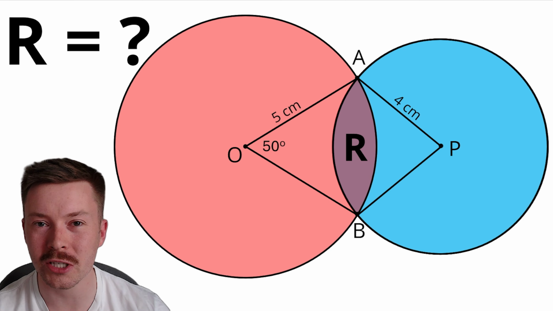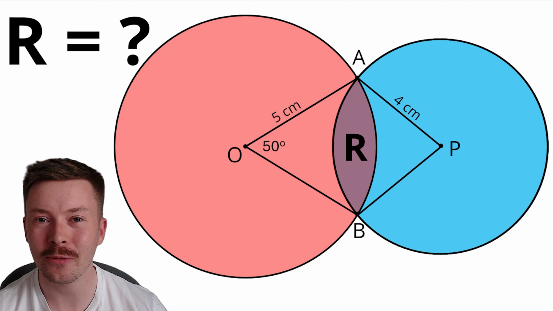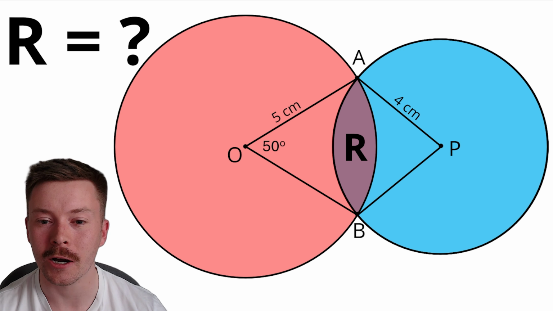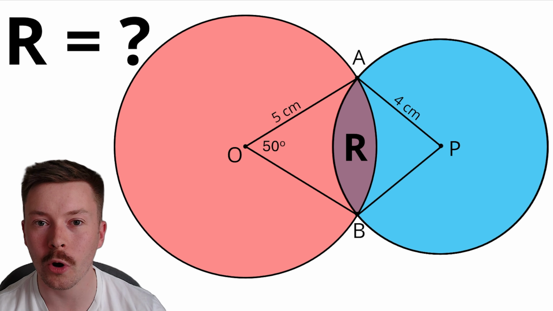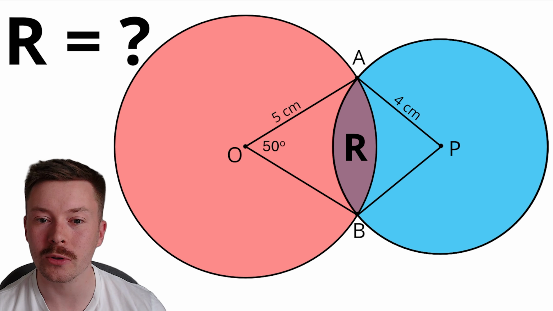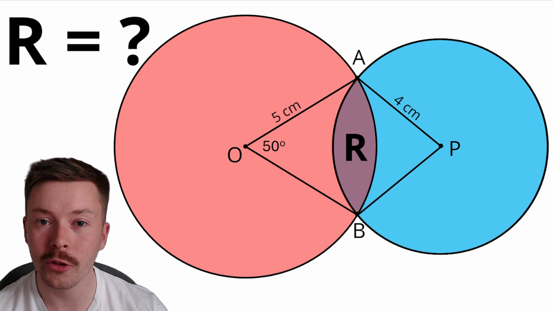Can you solve this IGCSE problem? Can you find the area labelled R? That is the area made by two overlapping circles, one of radius 5, one of radius 4, and the line segments going from the centres of the circles to the points of intersection of those two circles, A and B, as you can see on the diagram.